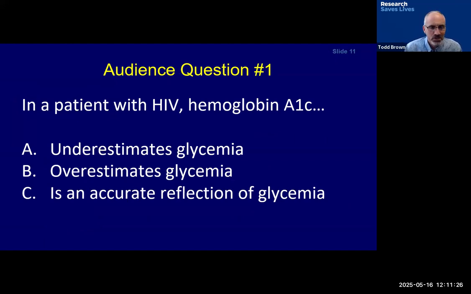So this is an audience question. We don't have audience response systems, but you can answer the question in your mind's eye. In a patient with HIV, hemoglobin A1C underestimates glycemia, overestimates glycemia, or is an accurate reflection of glycemia. I'll give you a second to think about it.